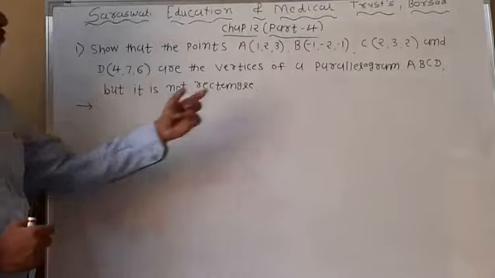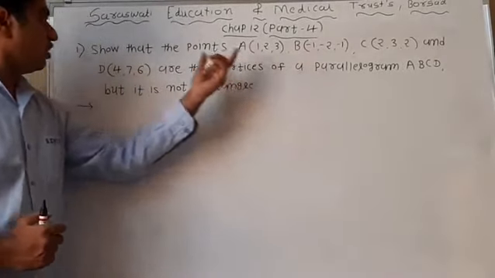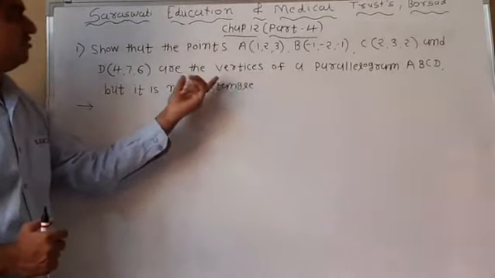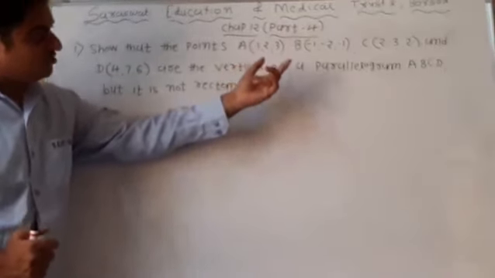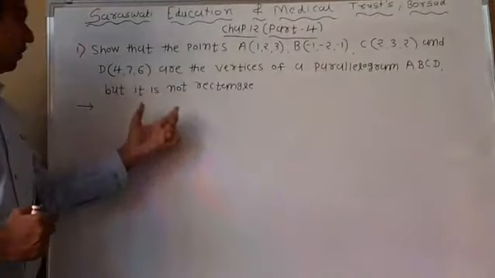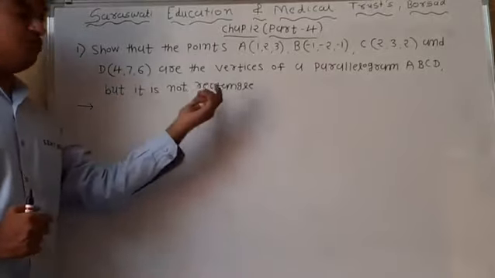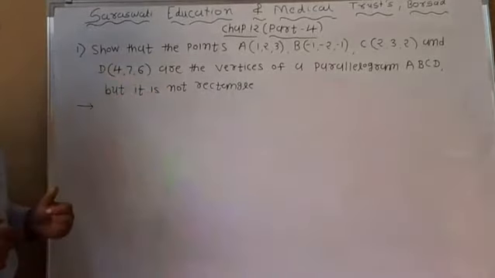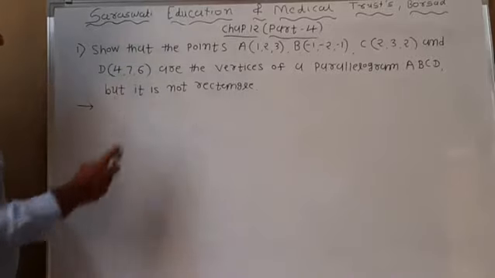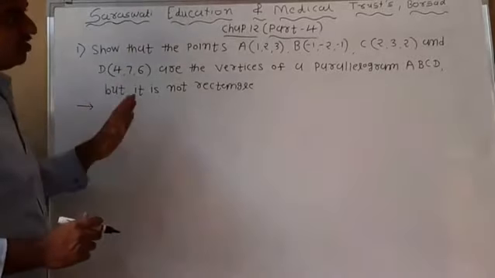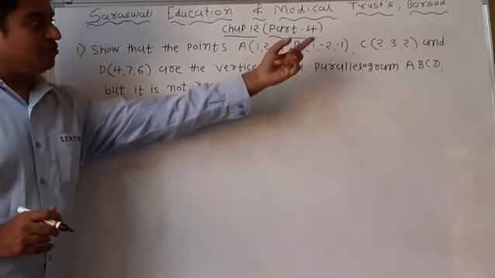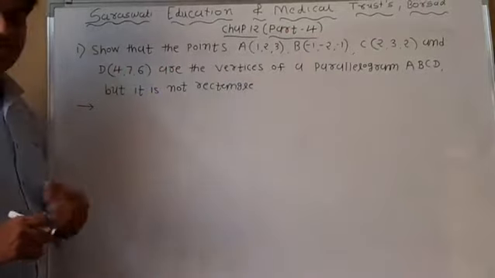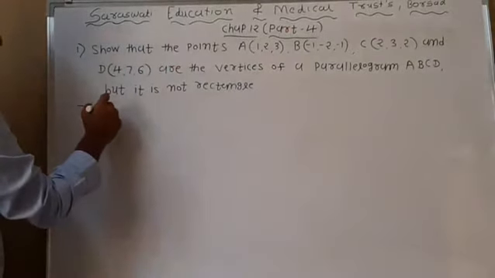So first of all, four vertices are given, and using these vertices, first of all prove that ABCD is a parallelogram. Second, prove that it is not a rectangle. So prove both these conditions. First of all, using the distance formula, find the distance of AB, then BC, CD and DA. So first find AB.